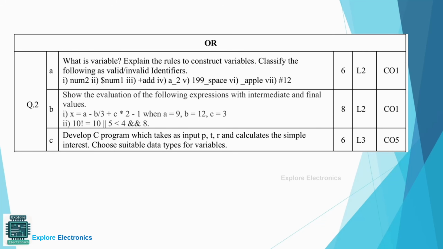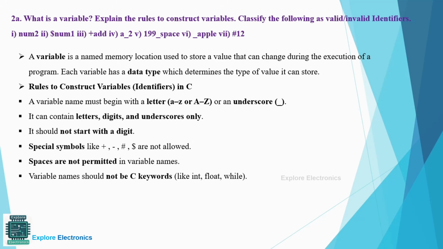Now let us start 2A. The question is, what is a variable? Explain the rules to construct variables and classify the following as valid and invalid identifiers. So we will write the definition of variable first.